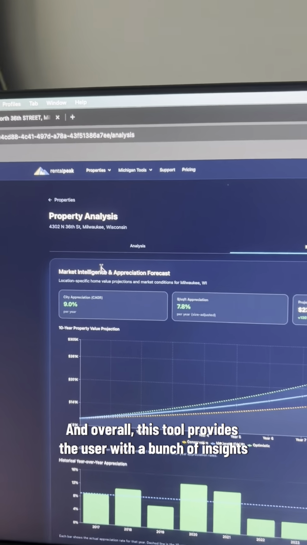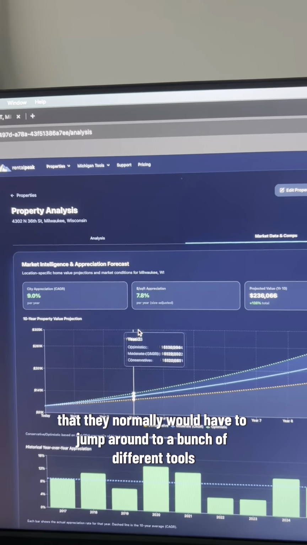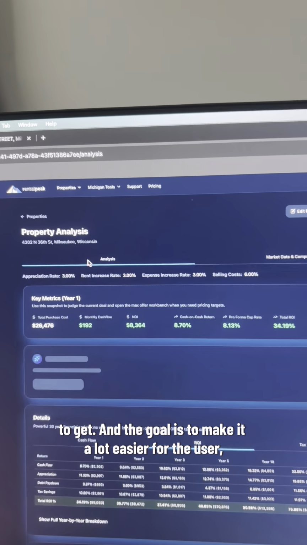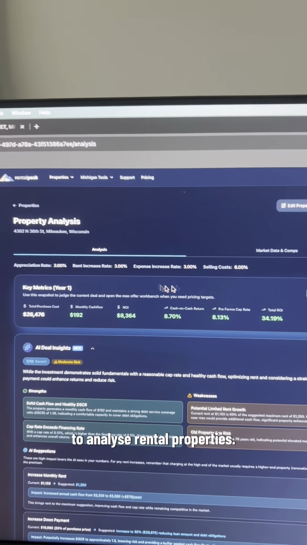And overall, this tool provides the user with a bunch of insights that they normally would have to jump around to a bunch of different tools to get. And the goal is to make it a lot easier for the user, beginner, or experienced investor to analyze rental properties.